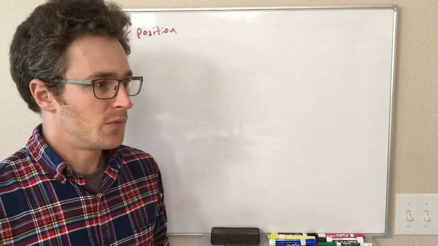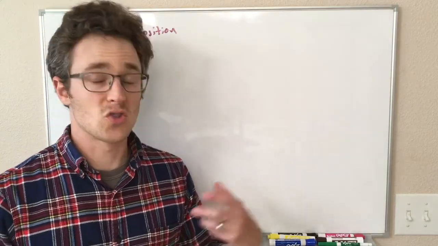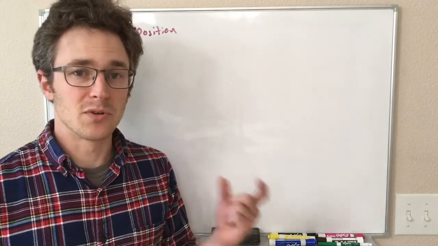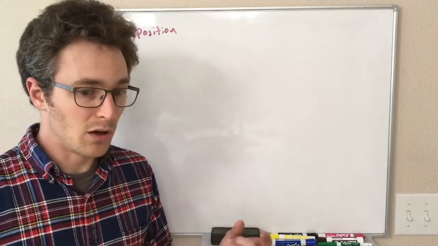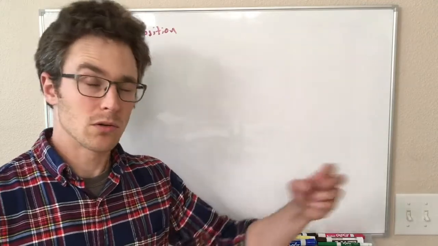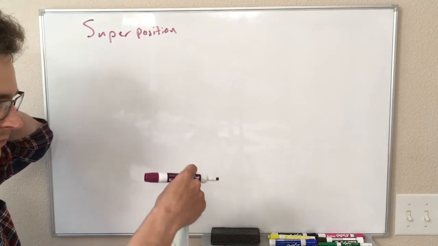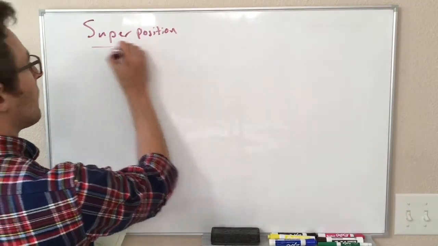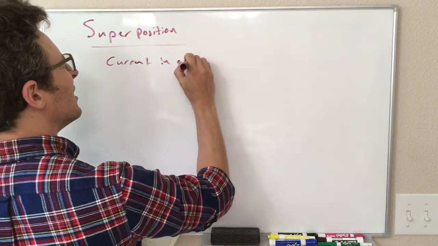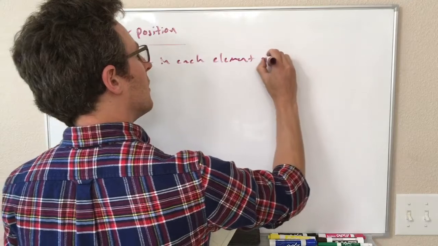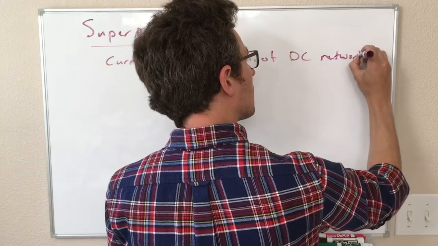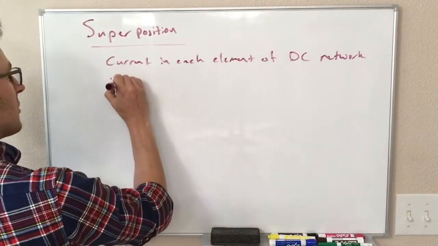The idea is, if we have more than one source, meaning a voltage source or a current source in a circuit, the current through any particular element is just the sum of the current through it that is caused by one source plus the current through it that is caused by the other source. So our way of stating that: the current in each element of our DC resistor network is the sum of the currents from each source.